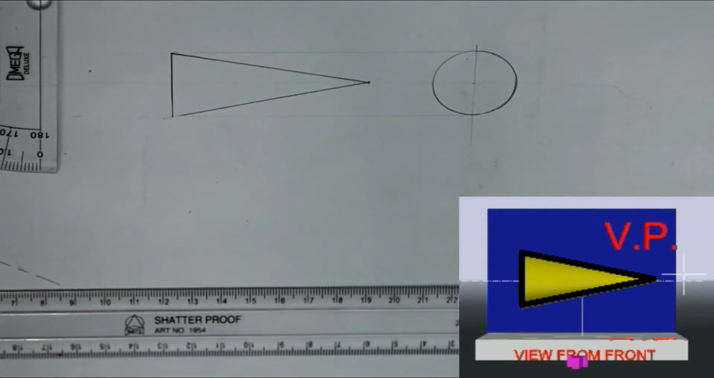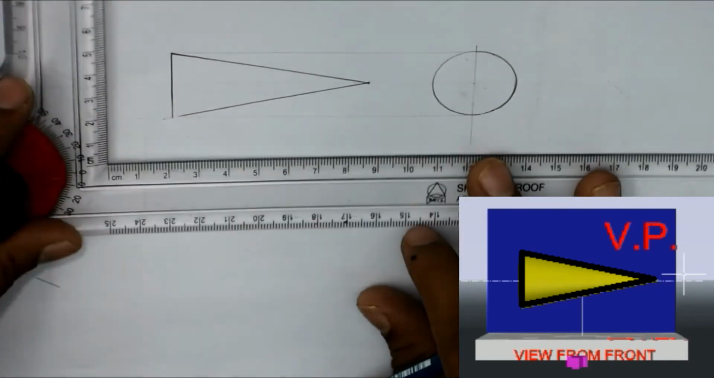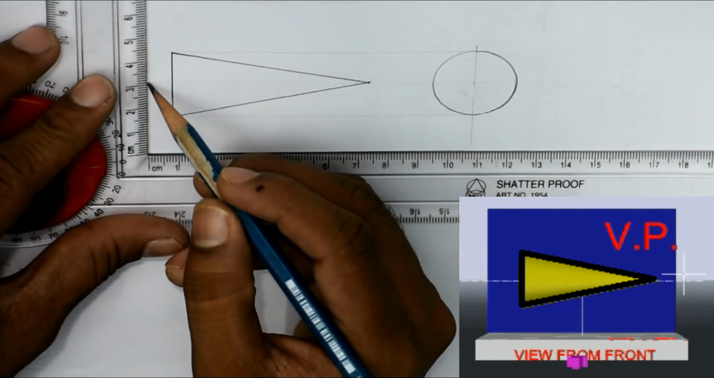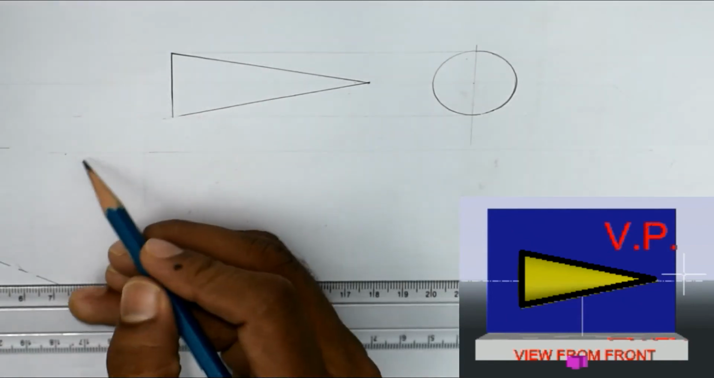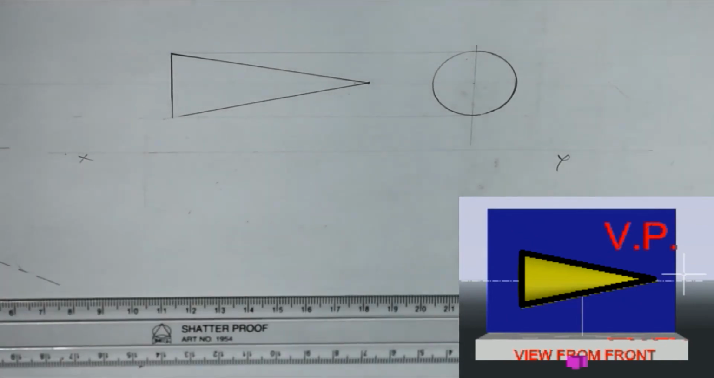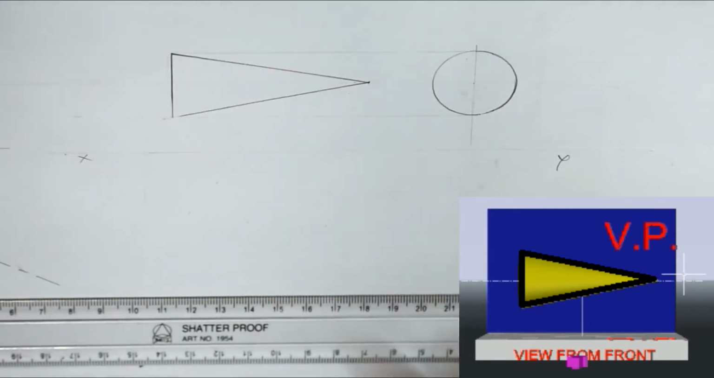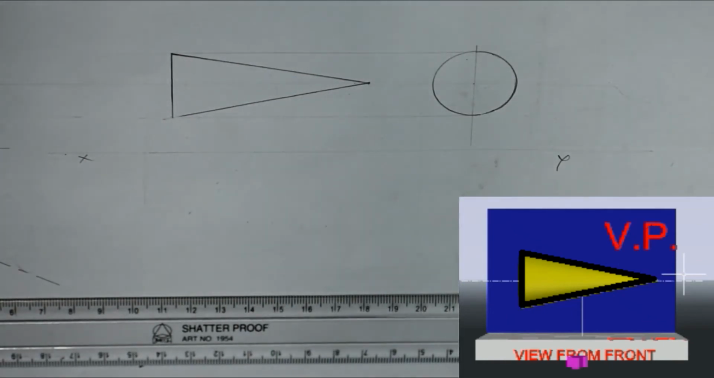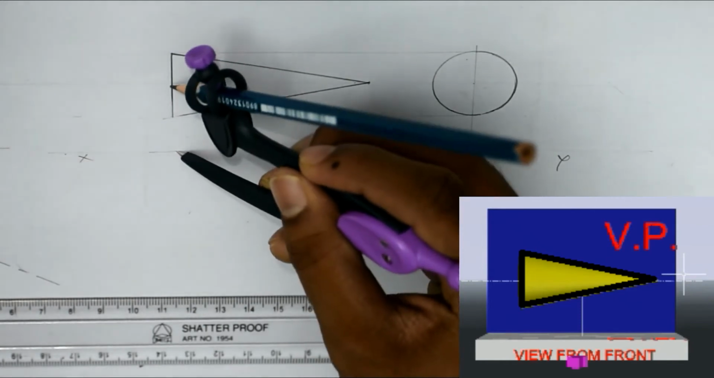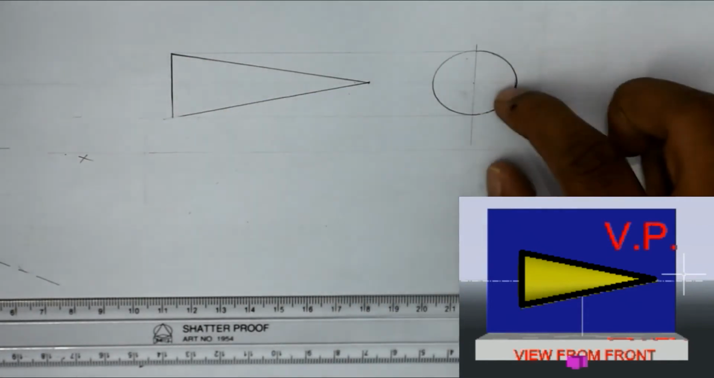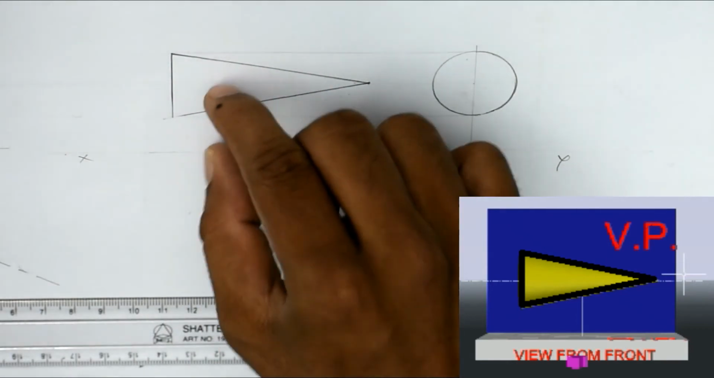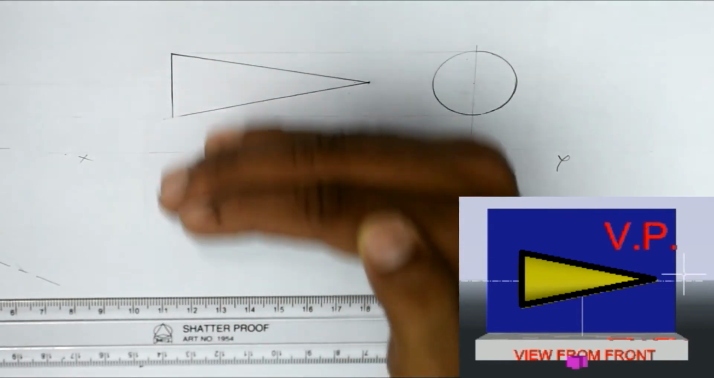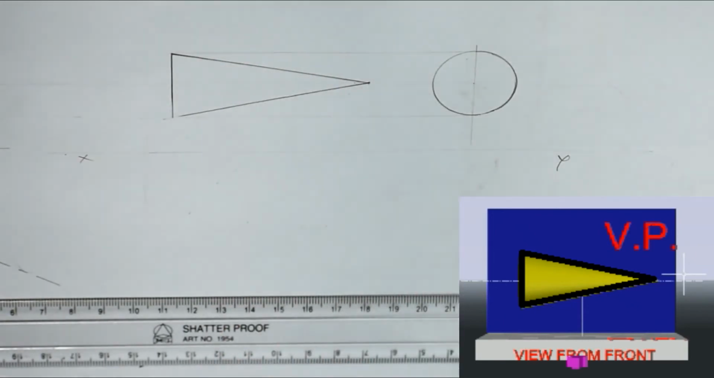As it is mentioned that the axis is 30 mm away from both the planes, I am just taking 30 mm distance from the axis to the XY line, which is this. This is your XY line. What I mean is this distance. This distance is 30 mm. From the axis of this front view to the XY line, this is 30 mm distance because it is 30 mm away from the horizontal plane.